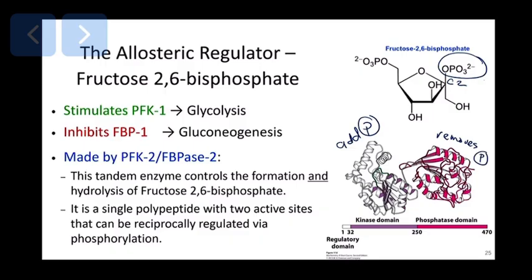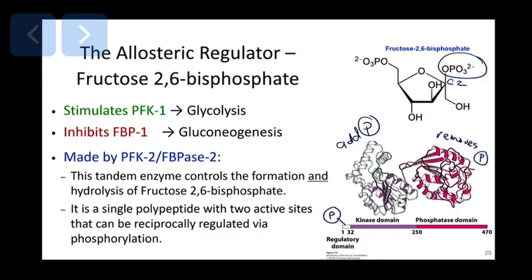So this enzyme is going to be important for controlling the formation of fructose 2,6-bisphosphate as well as the breakdown, or hydrolysis, of 2,6-bisphosphate. Right? It's a single polypeptide chain that folds to form 2 very different active sites, and it's all going to get regulated by phosphorylation. There's this other stretch in its sequence. At the N-terminus of the protein, there's a stretch called the regulatory domain, and this is where a phosphate can get added on. So we can covalently modify the enzyme, and that's going to change its activity.